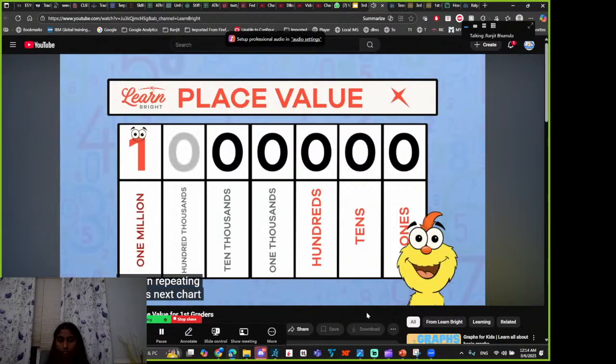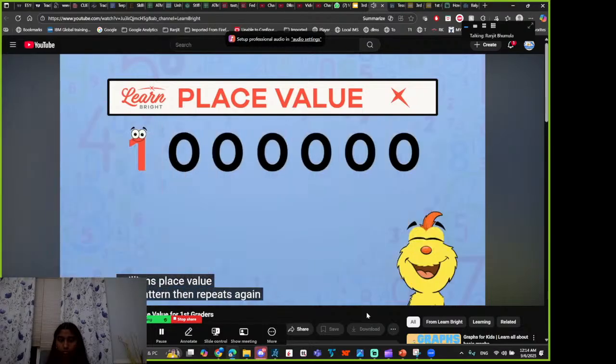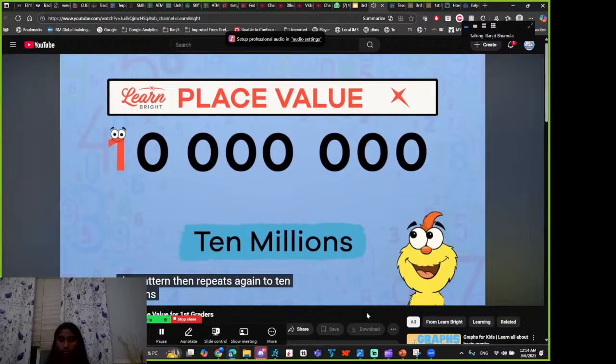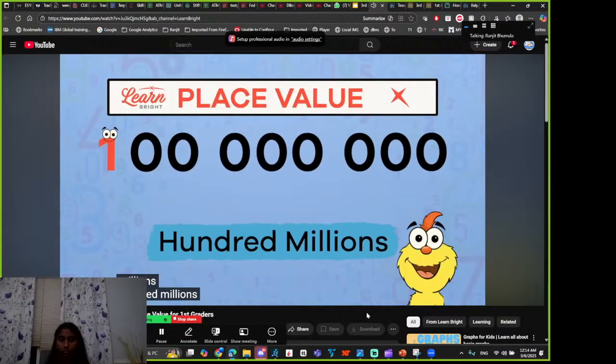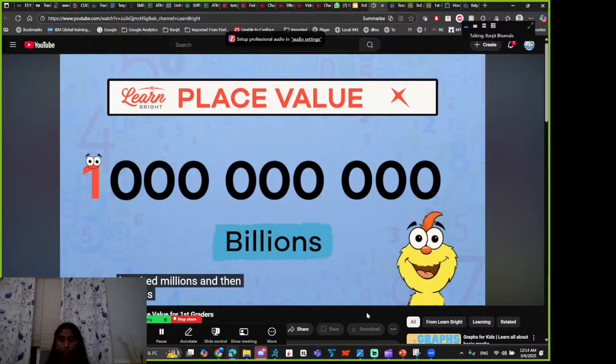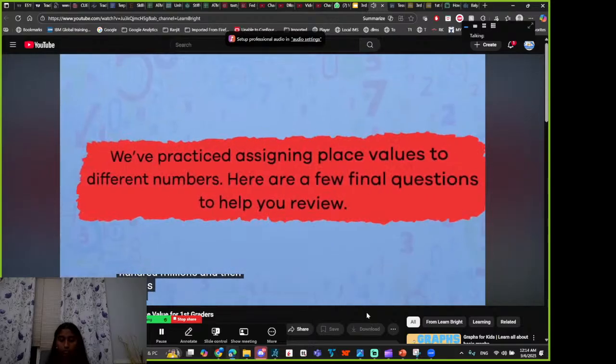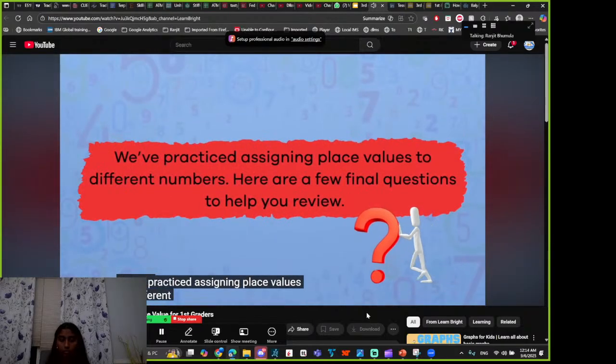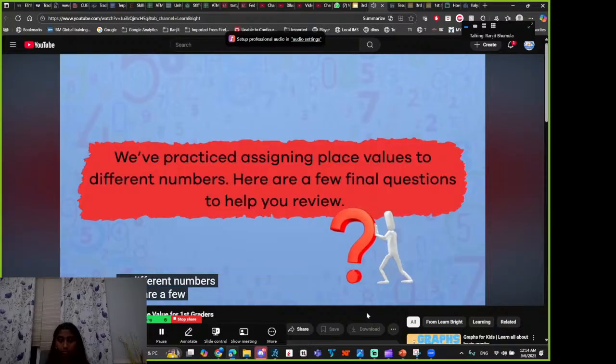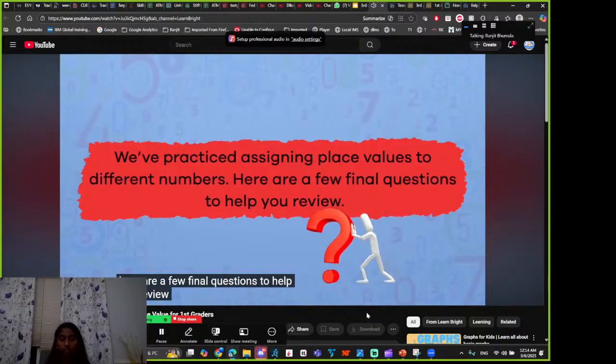On this next chart, we get to 1 million's place value. The pattern then repeats again to 10 millions, 100 millions, and then billions. We've practiced assigning place values to different numbers. Here are a few final questions to help you review.